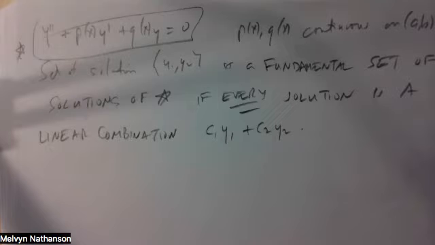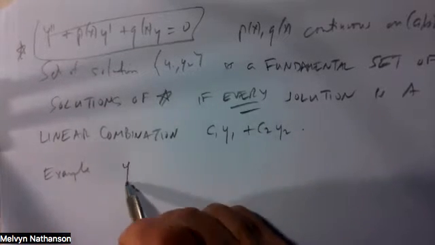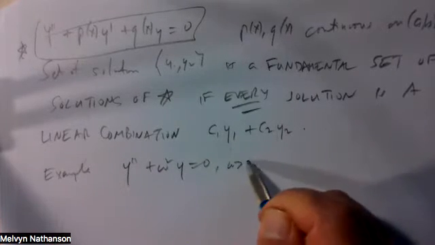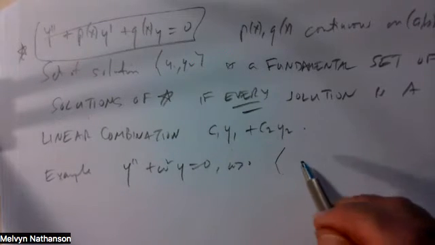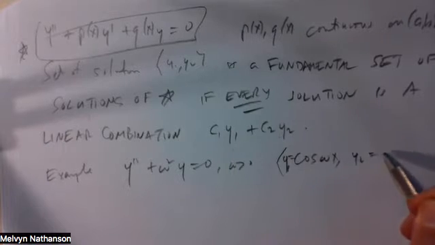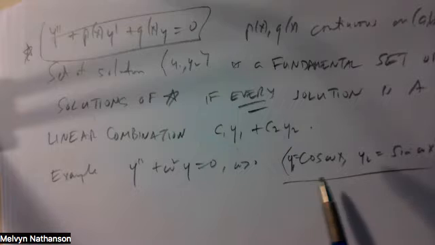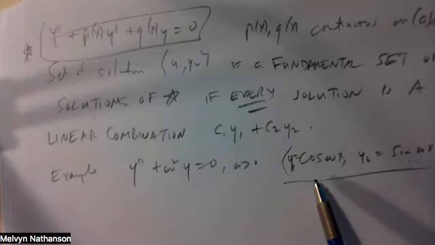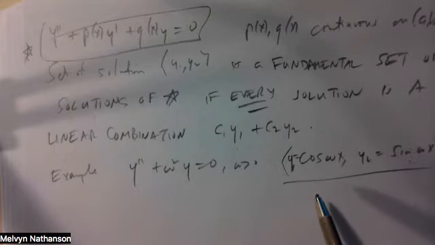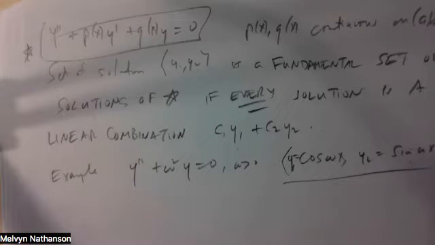So we didn't prove this yet. But for example, for the differential equation y double prime plus omega squared y equals 0, where omega is positive, a fundamental set of solutions is y1 equals cosine omega x and y2 equals sine omega x. Now, this is a fundamental set of solutions. We saw that each of these functions is a solution. Because this equation is linear, every linear combination of these two functions is a solution. And it turns out that every solution is a linear combination of these.